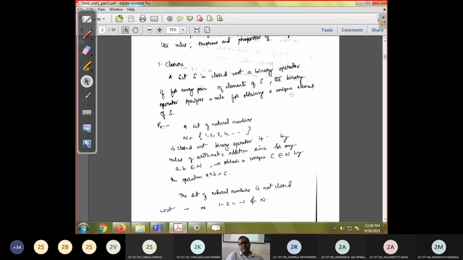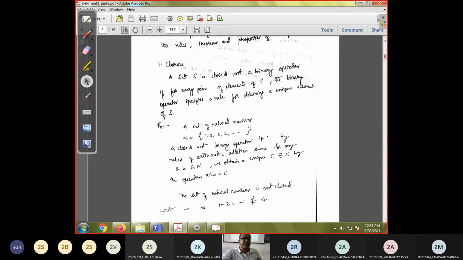Okay, now, any set S is said to be closed with respect to a binary operator if for every pair of elements belonging to S, the operator specifies a rule for obtaining a unique element. Let's take an example of the set of natural numbers. Whenever the system has to satisfy this closure property, take any two numbers from the set. Say, for example, I consider 1 and 2, and I define the operator as plus.